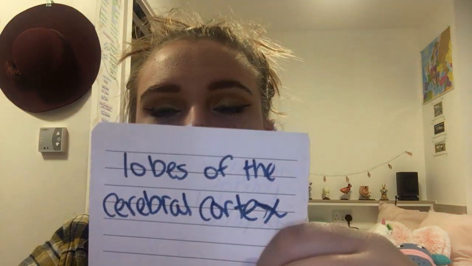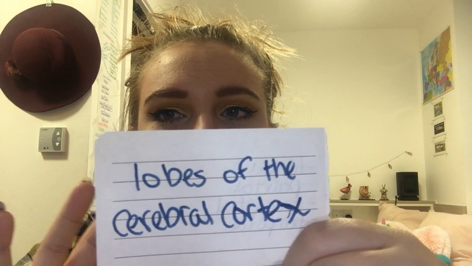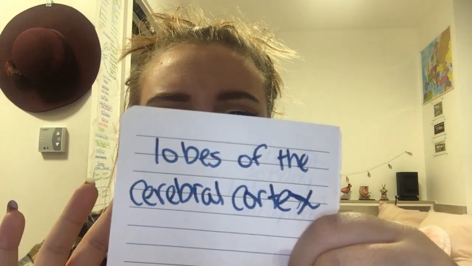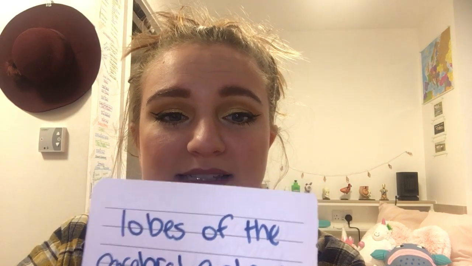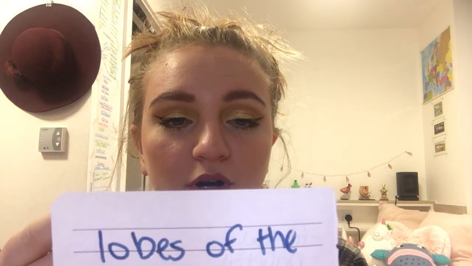The lobes of the cerebral cortex. There's 4 of them. I guess mnemonic, I don't know if you can really call it a mnemonic, more like an acronym. The acronym I was taught was FPOT: frontal, parietal, occipital, temporal, the different lobes of the cerebral cortex.